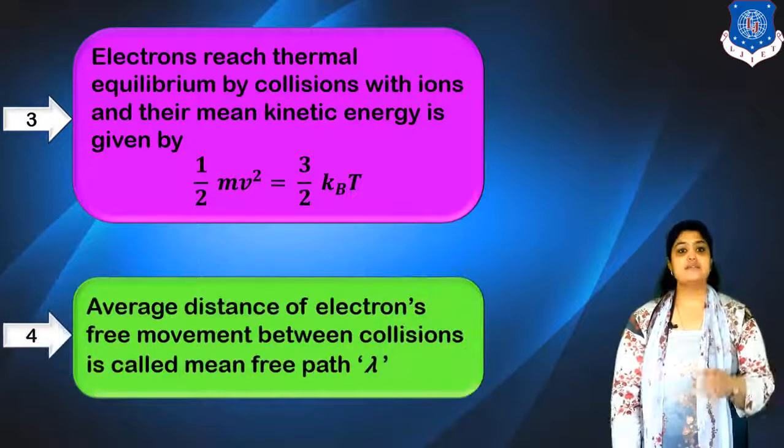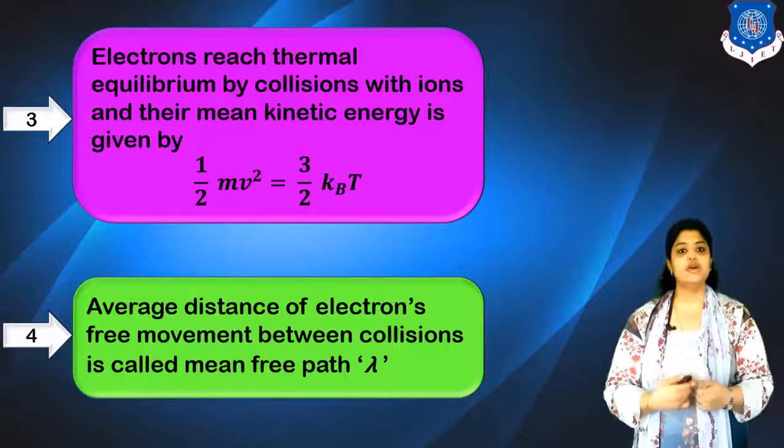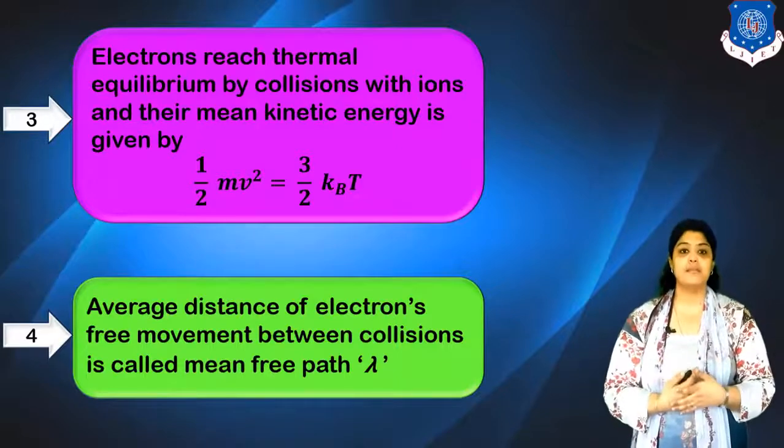Next point says the average distance of electrons' free movement between the collisions is known as the mean free path lambda.